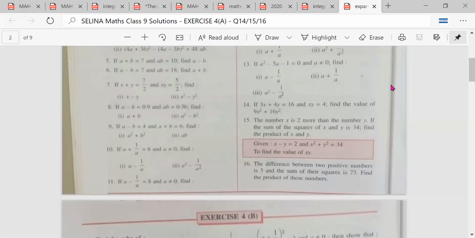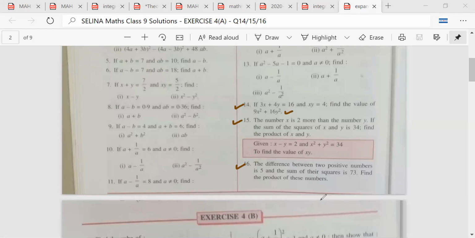Okay, Mr. Rudra, we'll be discussing question number 14, 15, 16 of Selina class 9 exercise 4A. So question 14 is: if 3x plus 4y is equal to 16 and xy is equal to 4, find the value of 9x square plus 16y square.